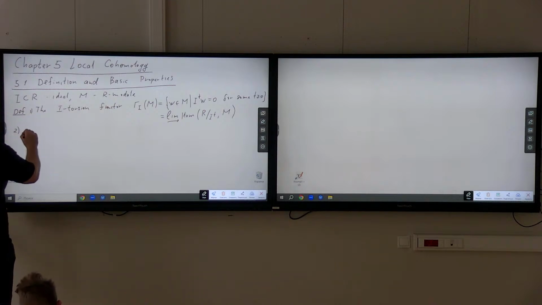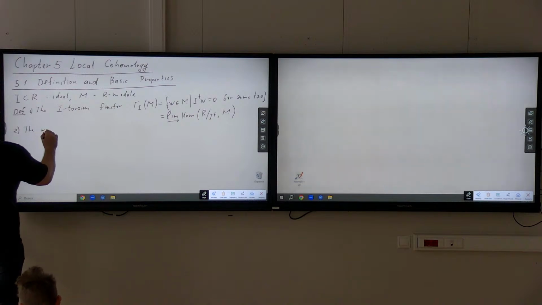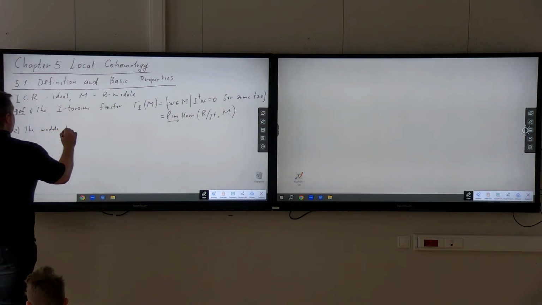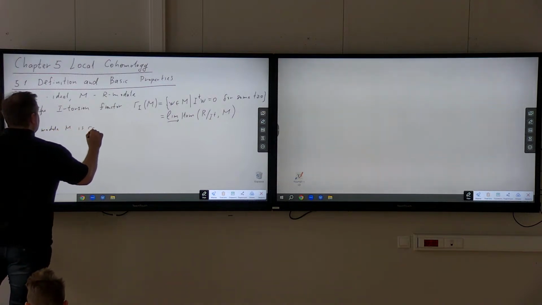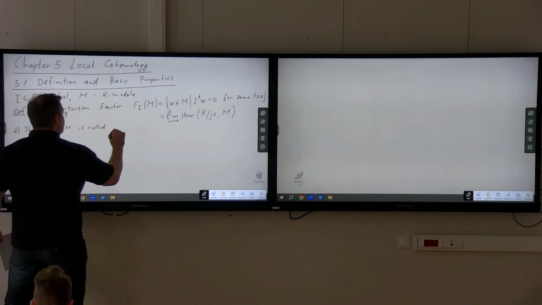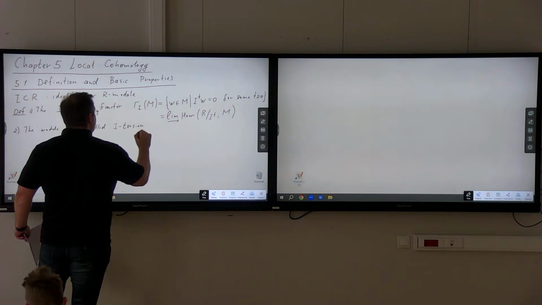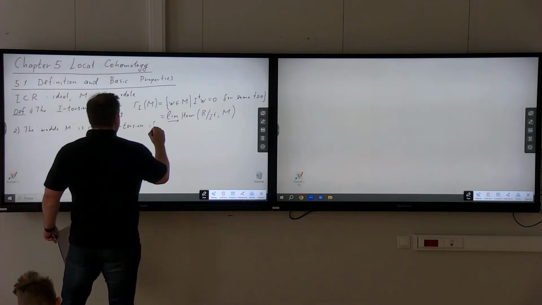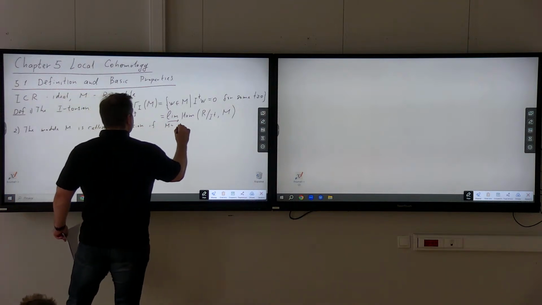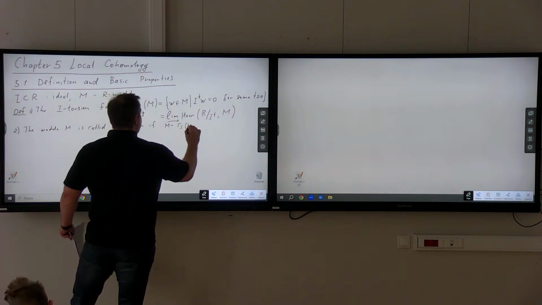Yeah, and also let me say this is the first part of the definition, and the second part of the definition, let me say that the module M is called I-torsion if M is equal to gamma sub I of M.